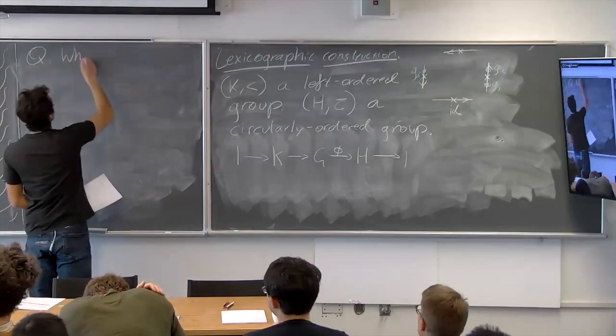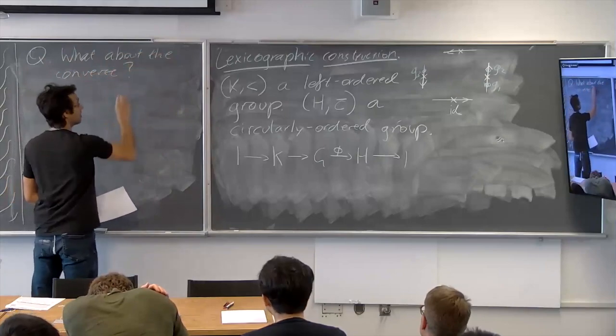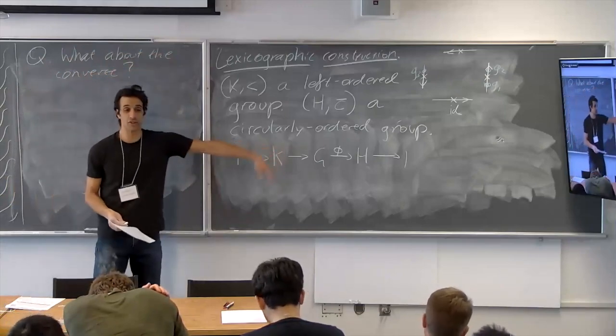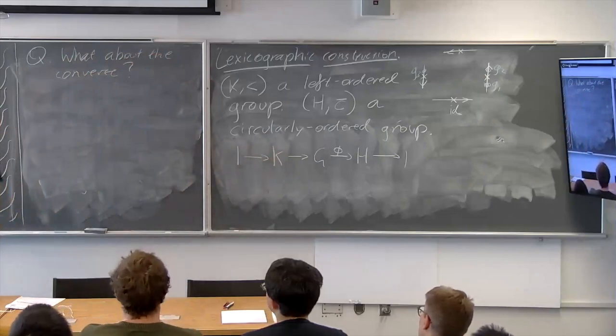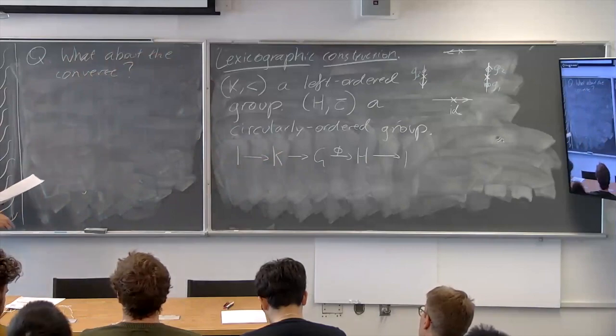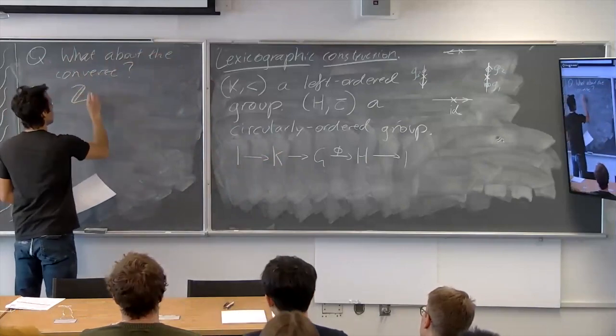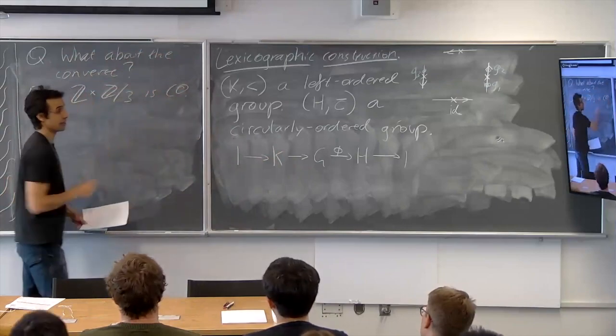Question: what about the converse? What do I mean by converse here? I start with a circularly orderable group and take a quotient. When is that circularly orderable? And this is a hard question. If, for example, Z cross Z mod 3 is CO, right? We just proved it.